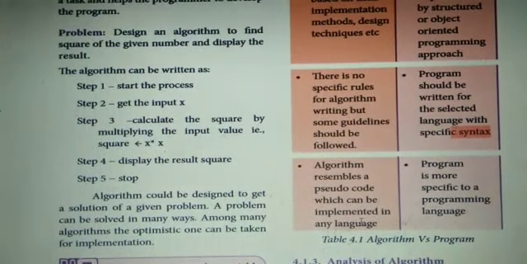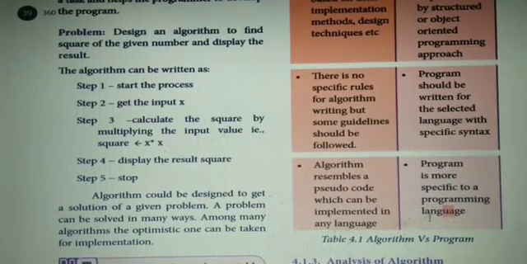So an algorithm is an idea. Actually, algorithm is our first idea, which we write in our own language. The next level is writing a flow chart. The next one is pseudocode. The next one is a program. The fourth level is the program, which is more specific to your programming language.